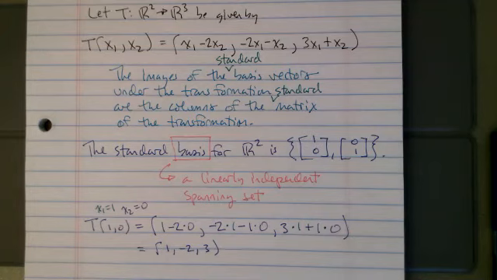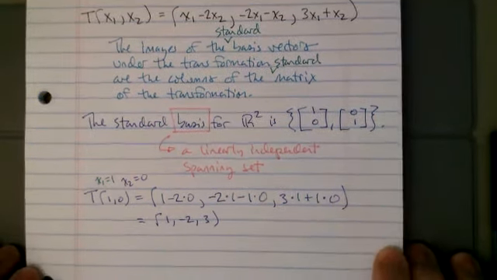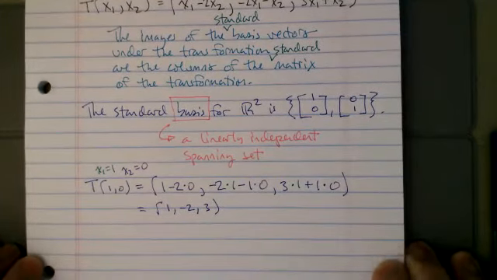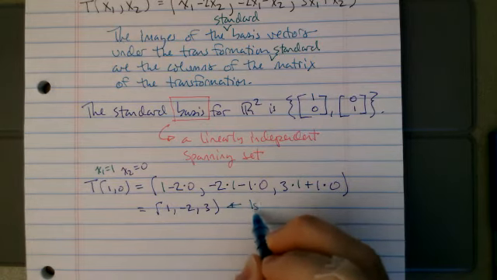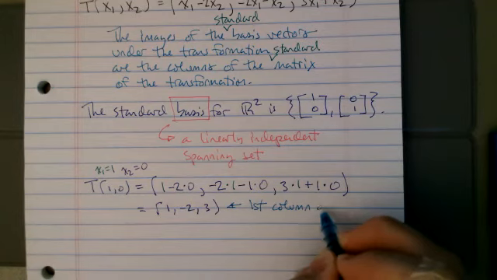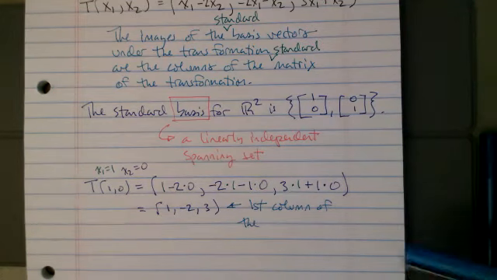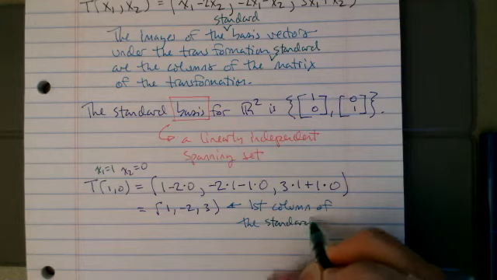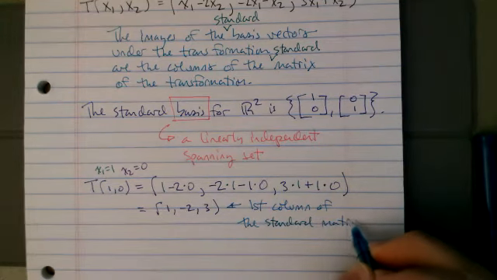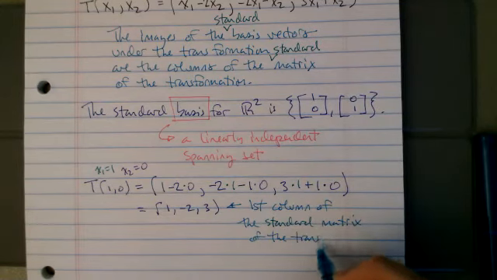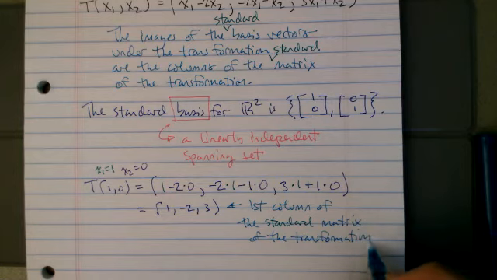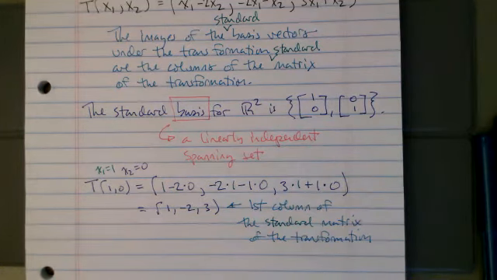That's the image of the first standard basis vector. This will be the first column of the standard matrix, because we're going to write it as a row, but it's going to show up as a column. That's the first column of the standard matrix of the transformation.